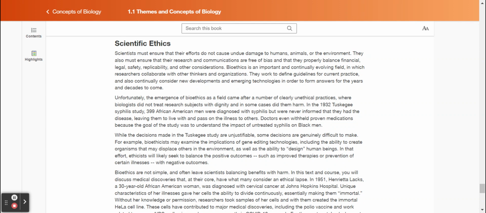Bioethics is an important and continually evolving field in which researchers collaborate with other thinkers and organizations. They work to define guidelines for current practice and also continually consider new developments and emerging technologies in order to form answers for the years and decades to come.